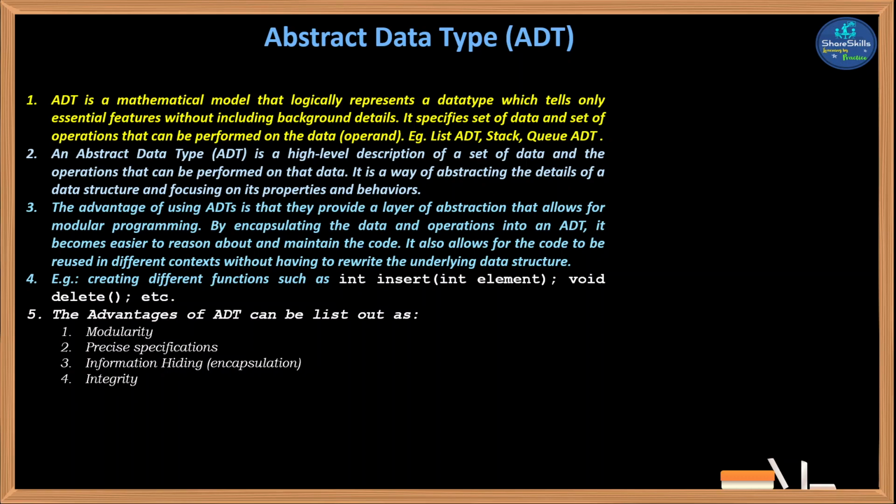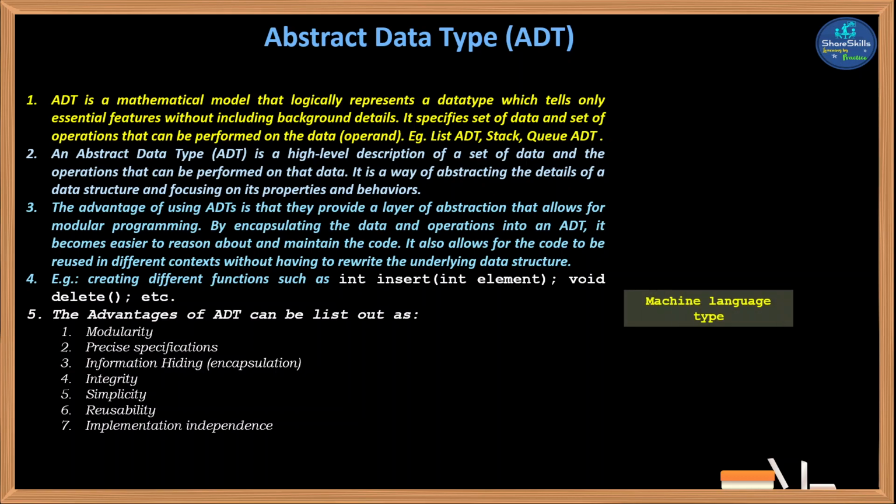So integrity helps to integrate all the different functions together, and simplicity, with the different modules, helps to make our program simple and breakable. And reusability: we can reuse a function. Once you create any function, wherever you require it, you can call that function directly and use it. So implementation and independence: they are independent, fully and completely separate, so we can call them at any time. So these are the main motives for data abstraction.